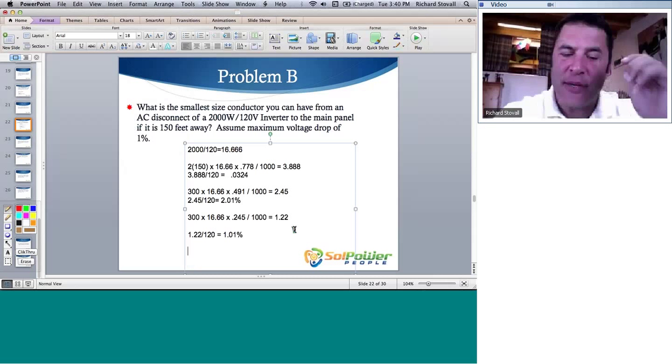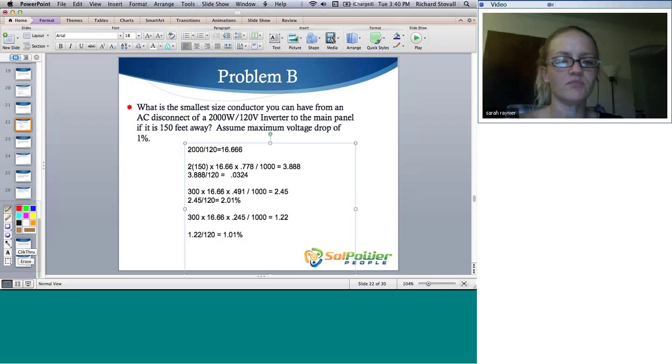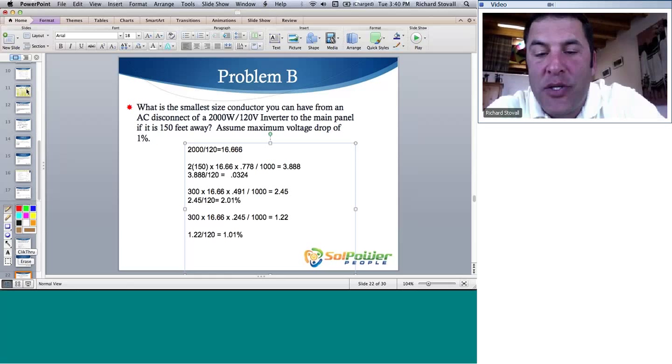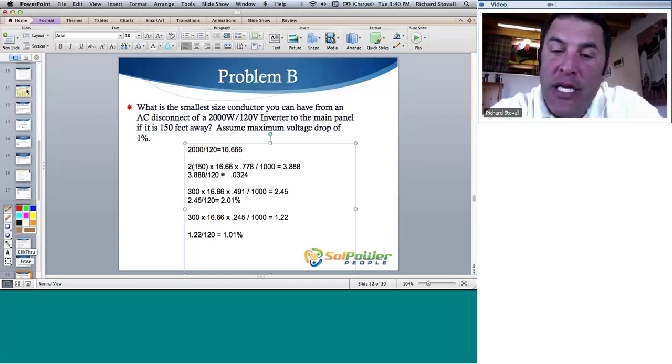So what would you do, Richard? Would you go to the next size up or go with that because it's so close? Well, it's the art of electronics, right? It really depends on what the overall target is. As a rule of thumb, you don't want to lose more than 2% in any given circuit run, but in the aggregate, you don't want to lose more than 5%. So if you're already pushing it on every other measure in the circuit for voltage drop, you may choose to be more conservative here, in which case you would go up the next conductor size.